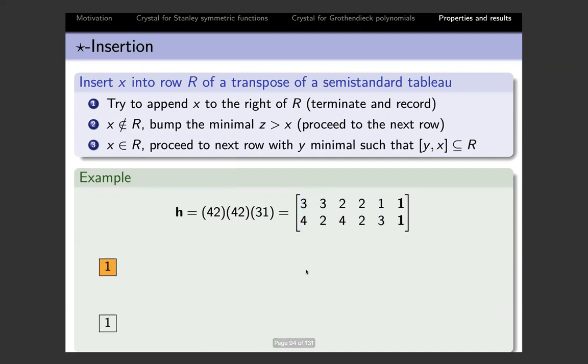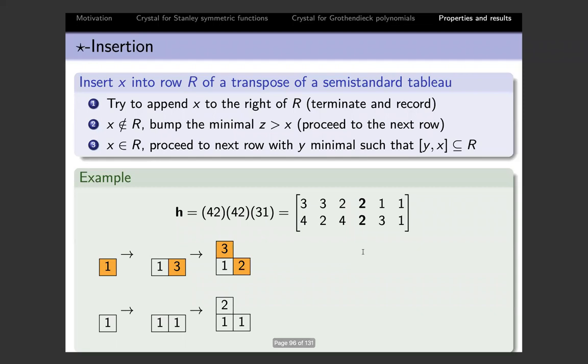Okay, so now how does this star insertion work? Well, I start from the right and I'm inserting the letter in the bottom row, which is a 1, and I'm going to record it with the 1 on the top. Okay, so in the first step, nothing interesting happens. Then I'm going to insert the 3. The 3 will just be appended on the right. And I record it with the letter on the top. Then the 2 will bump the 3. And again, I record it with the 2 in my recording tableau. Then I insert the 4, which is appended to the right.